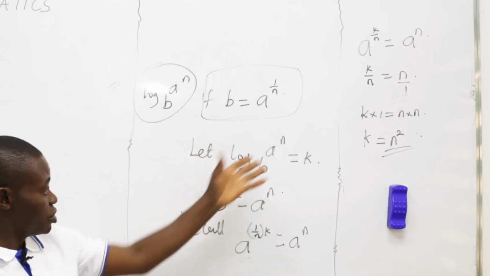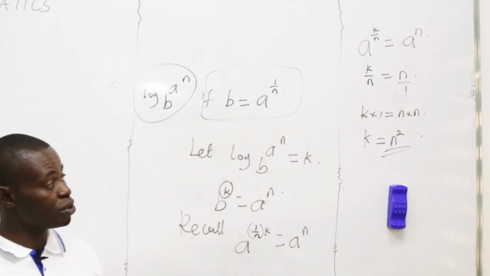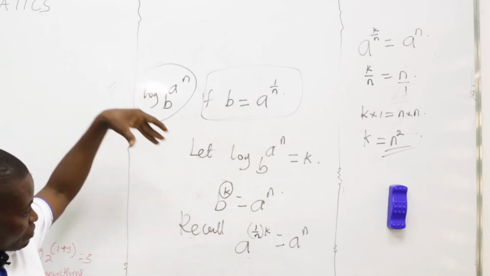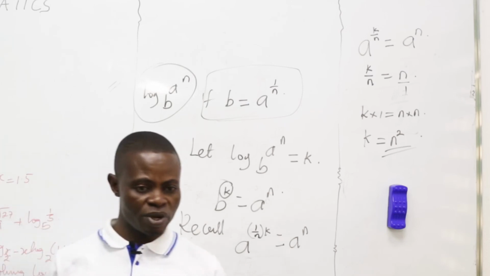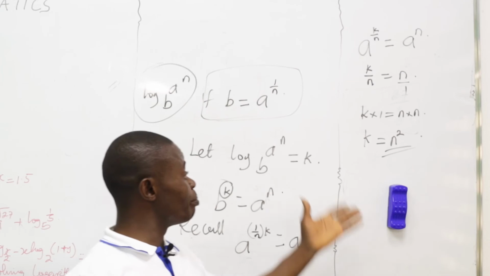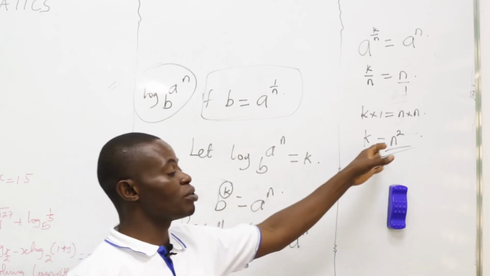So the solution, you have evaluated this expression. So don't be afraid of what you are seeing. All you've got to think about is the foundation guiding what you are doing. Once you can recall, life is easy in mathematics. So K equals what? N squared.